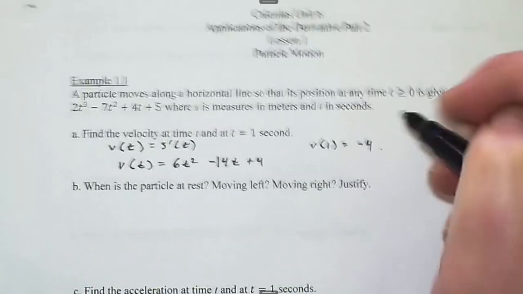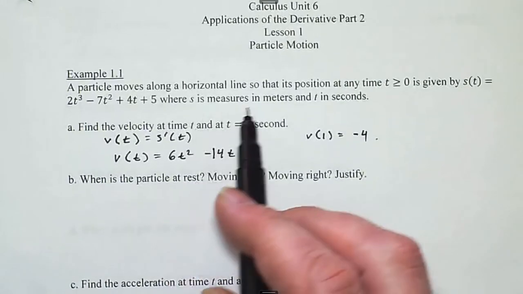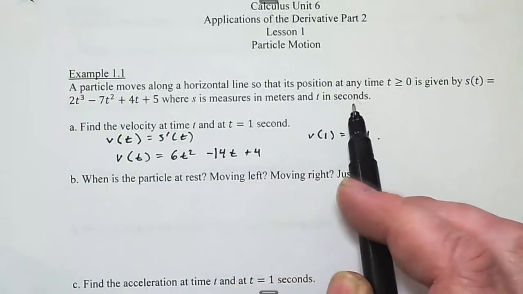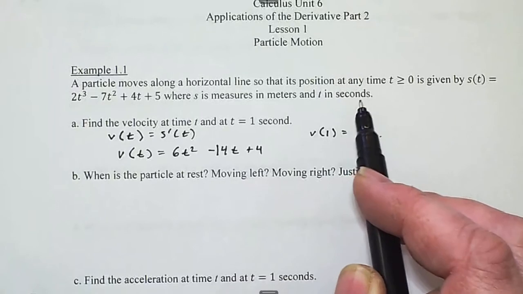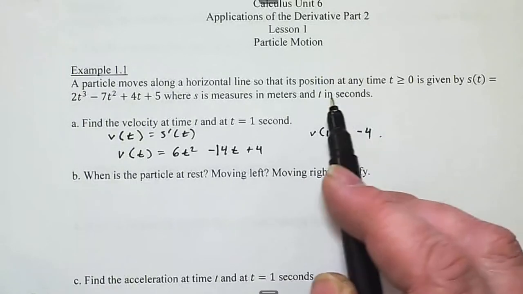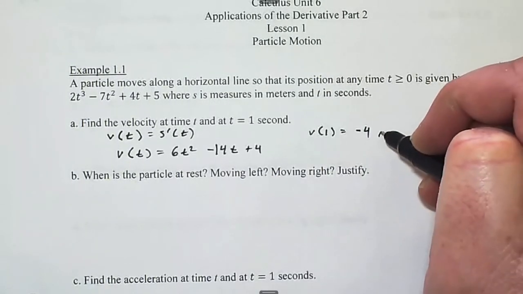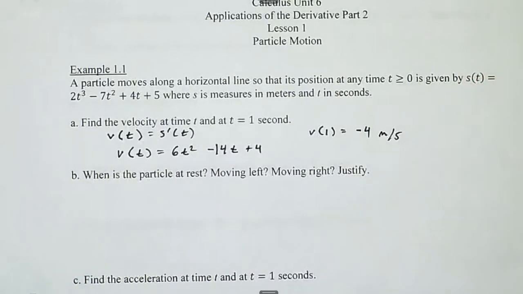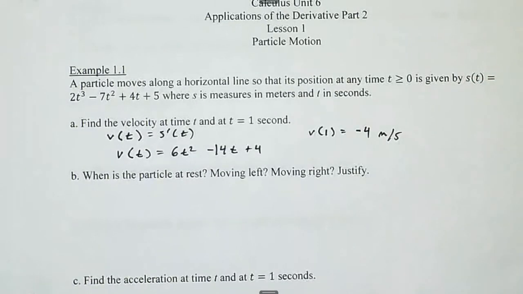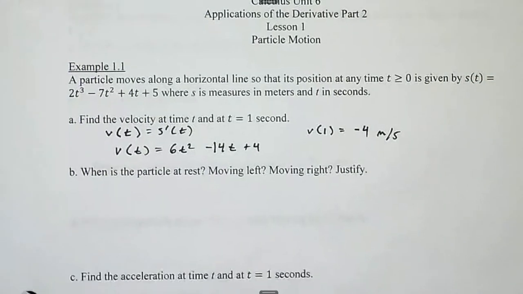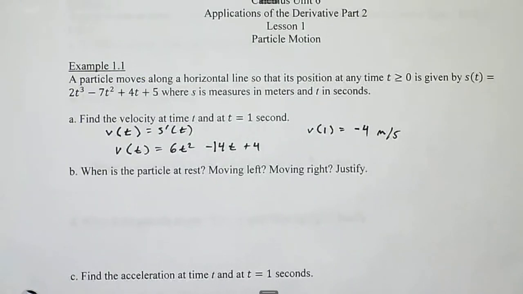And the units: the units on our position was meters as a function of seconds. So we're going to do meters per second. So if we want the acceleration, we'll take the derivative of velocity.